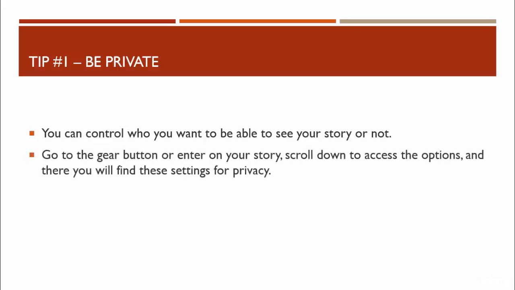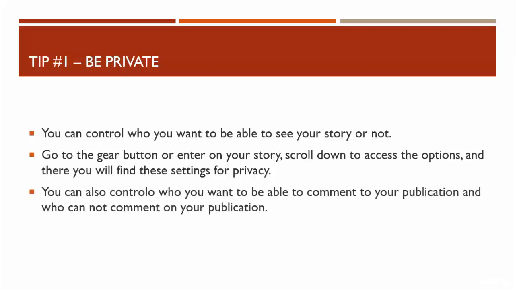You go to the small gear button on iOS, or you enter your story and scroll down to access the options, and there you will find the settings for privacy, okay? And you can set there whoever you want to see your story or not, okay? You can also control who you want to be able to comment on your story, on your publication, and who cannot comment on your publication, okay?